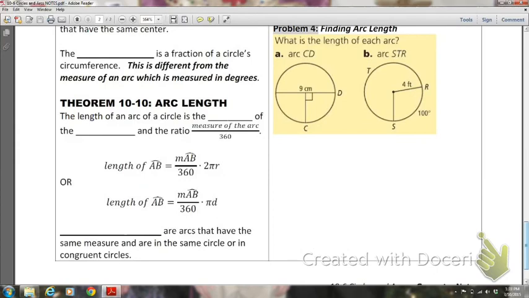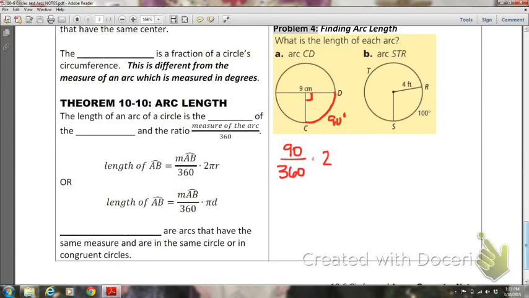This last problem is finding arc length. In the first problem, A, it asks you to find the length of arc CD. So on the left side of the page is your theorem for arc length. So we need to find the fraction of the circle. So the fraction of the circle is going to be the measure of this arc. This is a 90-degree angle for the central angle. So the measure of that arc is 90 degrees. So the fraction of the circle is 90 divided by 360. And we need to multiply that times the circumference of the circle, which is 2 pi r.